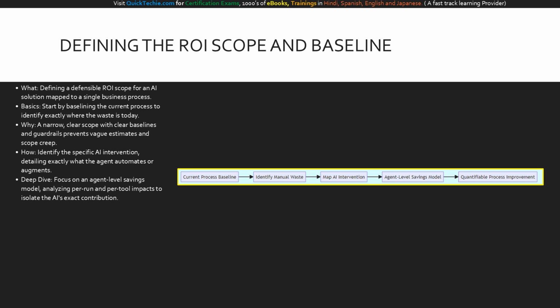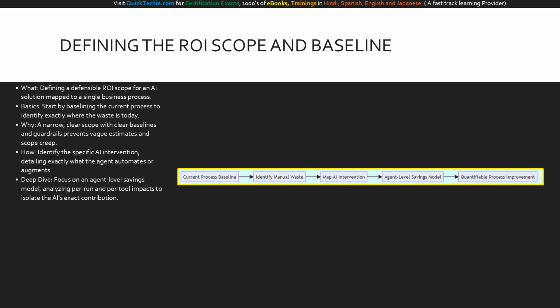Why is this critical? Because setting a narrow scope with clear baselines and guardrails prevents vague estimates and protects you from scope creep. How do we do this practically? We identify the specific AI intervention, mapping out exactly what the new agent will automate or augment in the workflow.